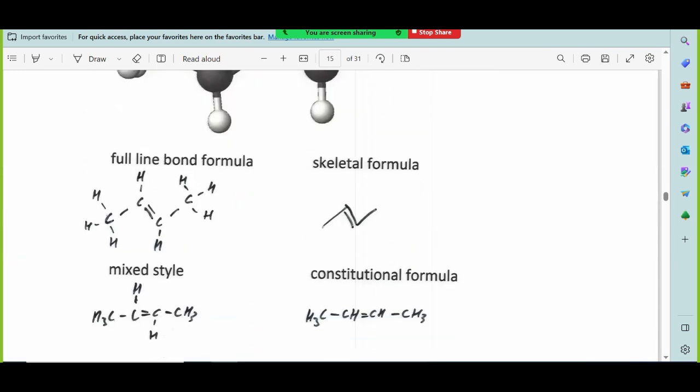For the constitutional formula, you have to put the double bond explicitly, and the rest you just condense, compress all of them, so you don't write the bonds, you just write CH3, CH, and so on. You can have a mixed style, of course.